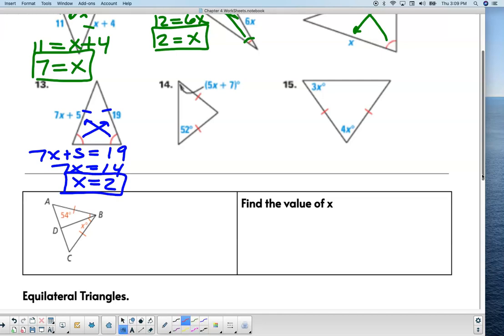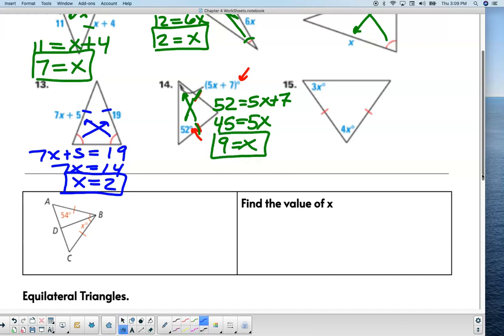In my next one here, I am provided angle values. How do I know they're angles? Do you see those degree symbols? So I know they gave me angles, and since the sides are congruent, the angles opposite those congruent sides are congruent as well. So 52 is equal to 5x plus 7. And I subtract 7 and I get 45 is equal to 5x. And I divide by 5 and 9 is x.